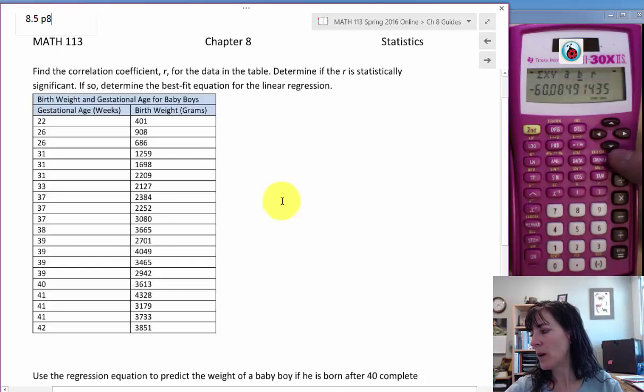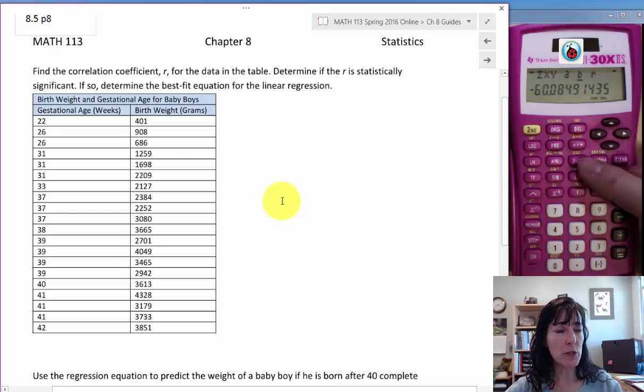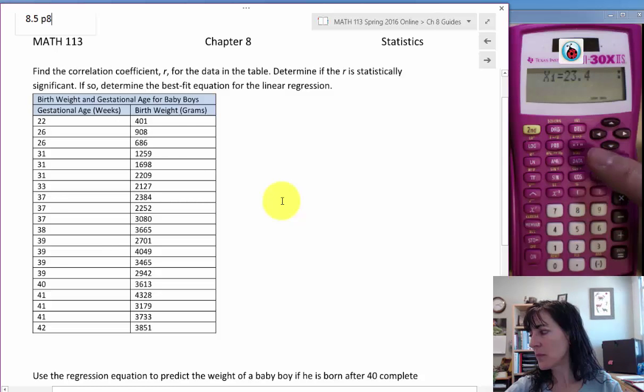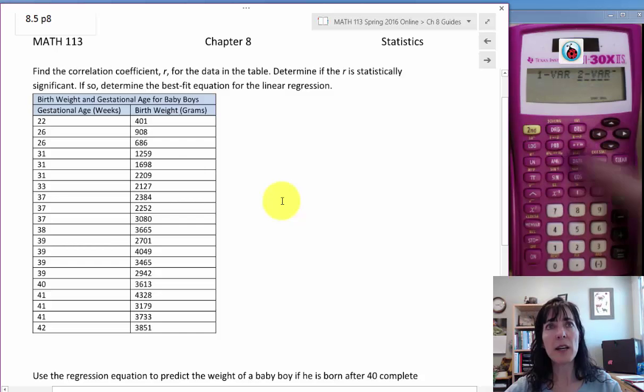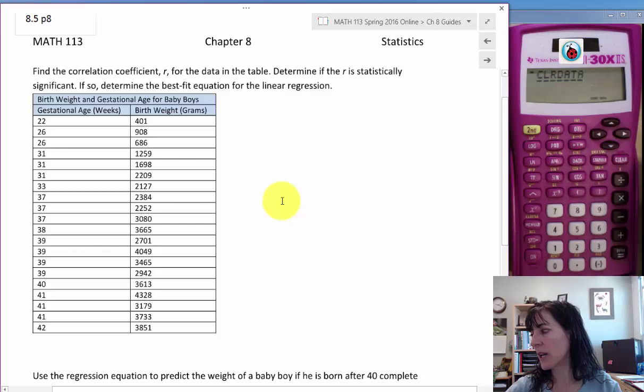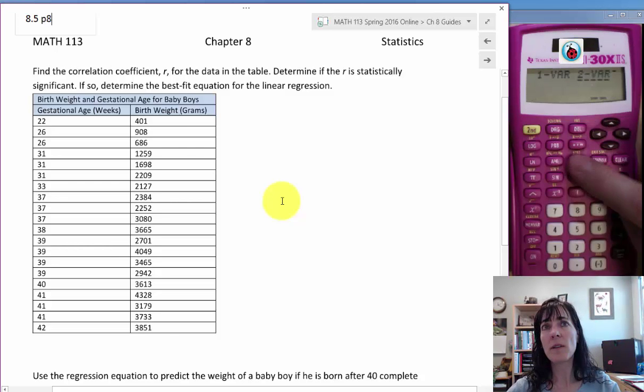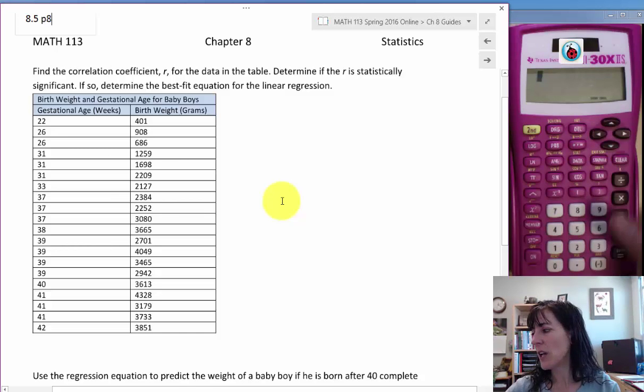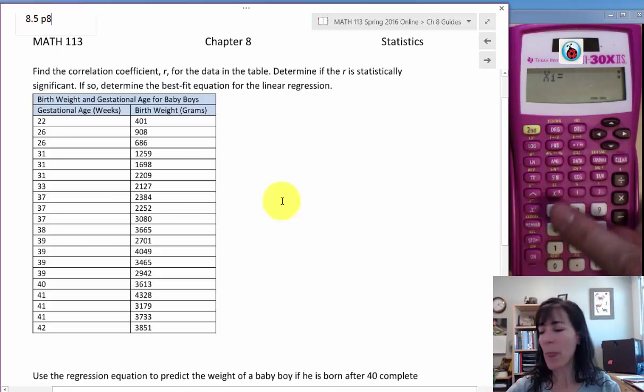So the first thing I want to do is clear the data, and to do that I do second data, slide over to clear data, push enter, and then second data. It's already on 2-Var, so that's good. And then push data, and then I'm going to put in 22, go down and put in the 401.